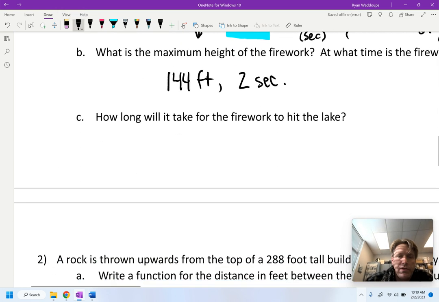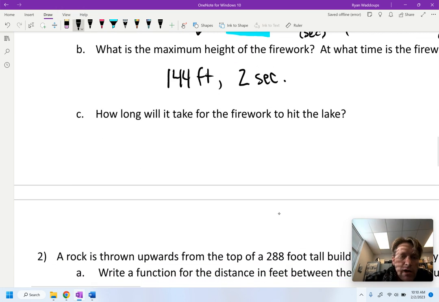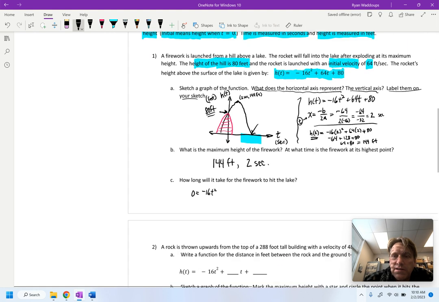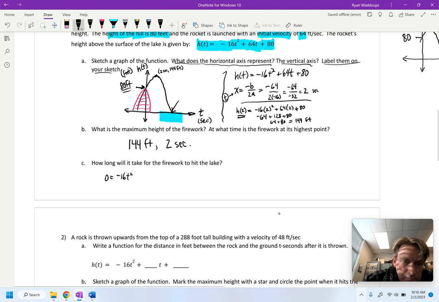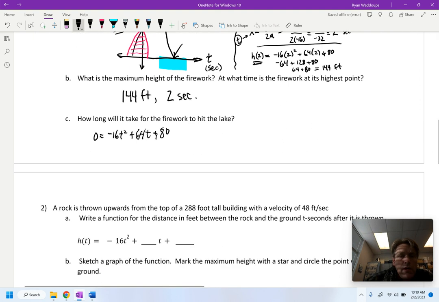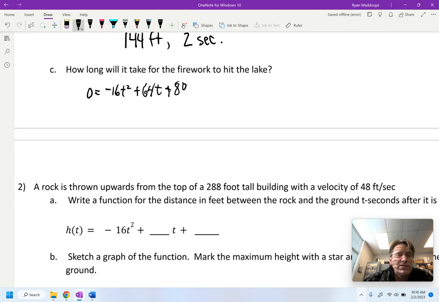So what we do is we go to the equation, and instead of h of t, we're going to put 0. 0 equals negative 16 t squared plus 64t plus 80. And then to solve this, we have a number of different options. We could use the quadratic formula. We can try to factor.